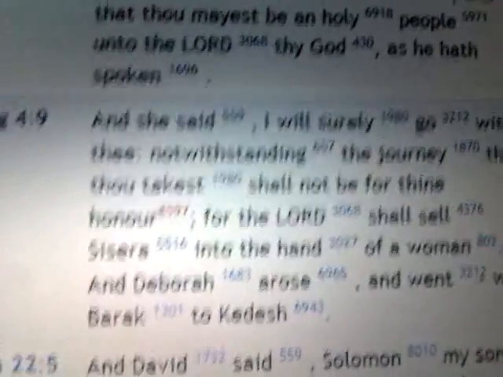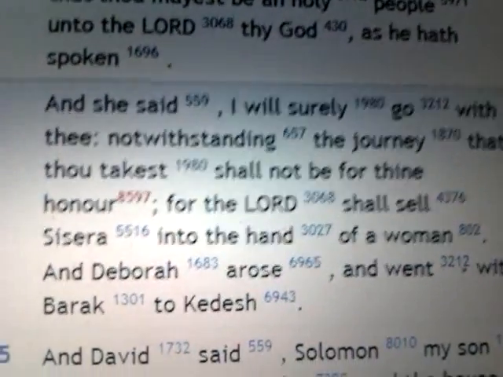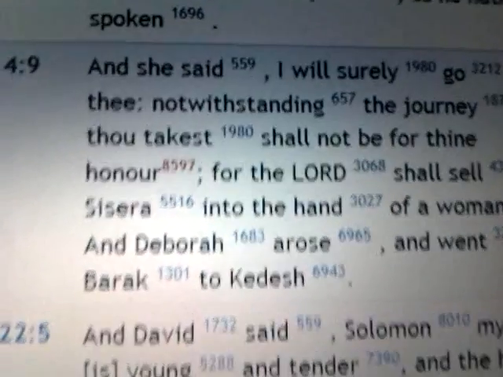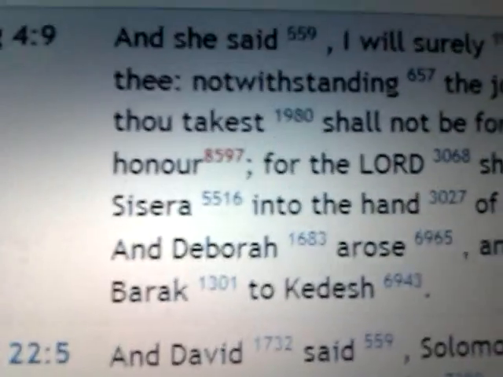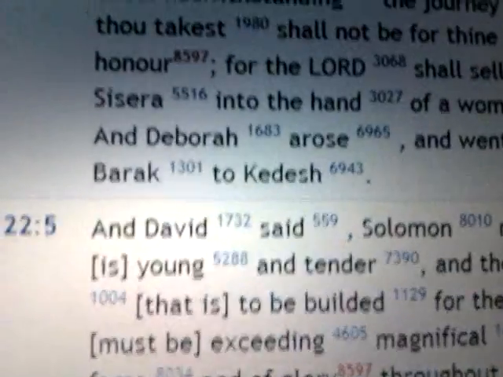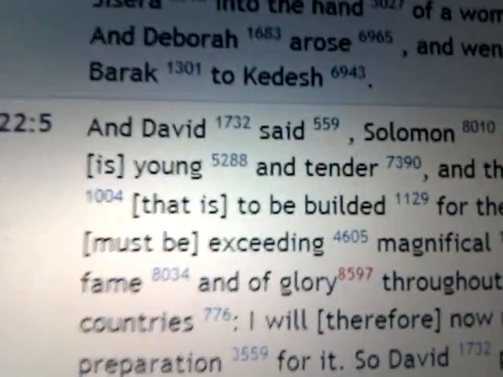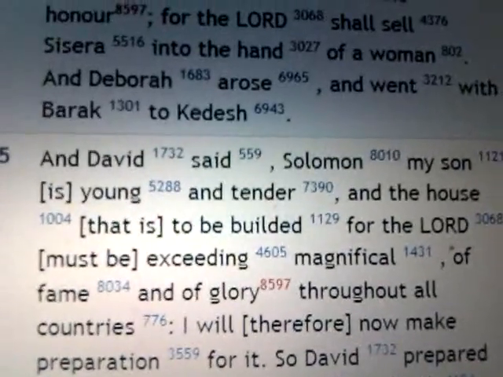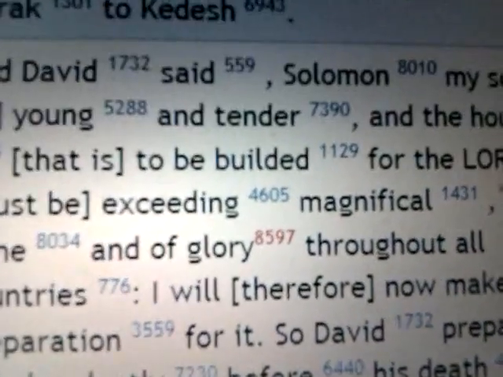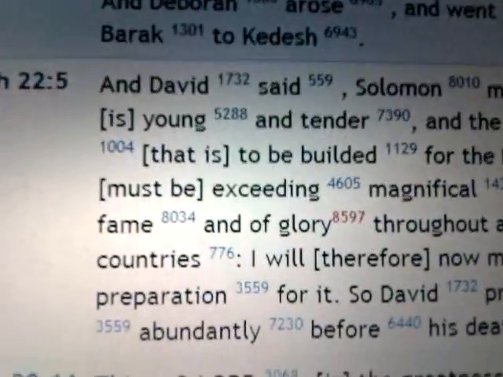Judges 4:9. And she said, I will surely go with thee, notwithstanding the journey that thou takest shall not be for thine honor. This is what Deborah said. For the Lord Yahweh shall sell Sisera into the hand of a woman. And Deborah arose and went with Barak to Kedesh. Now we have 1 Chronicles 22:5. And David said to Solomon, my son is young and tender, and the house that is to be built for Yahweh must be exceeding magnifical, of fame and of glory.